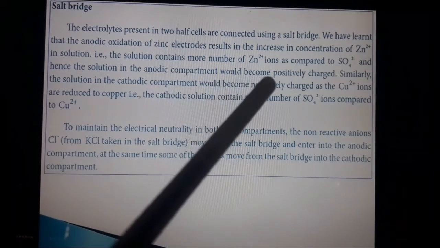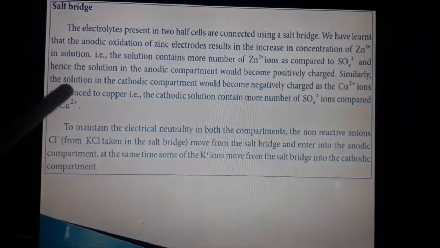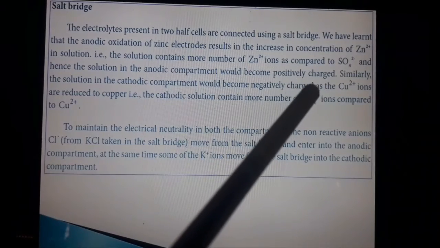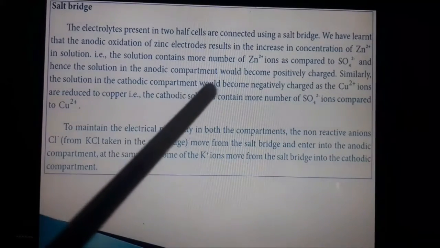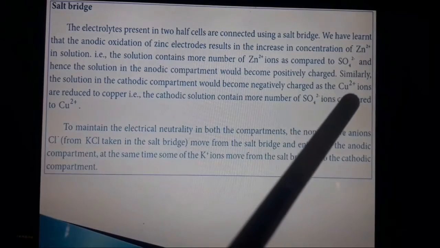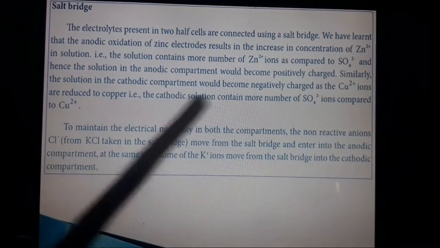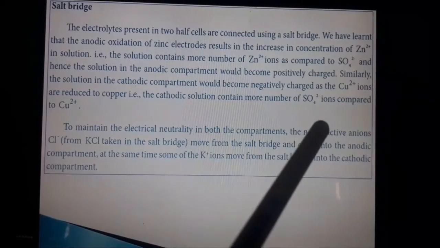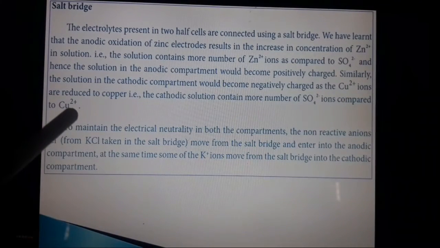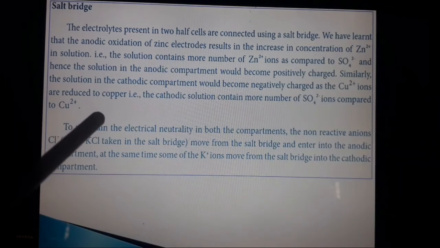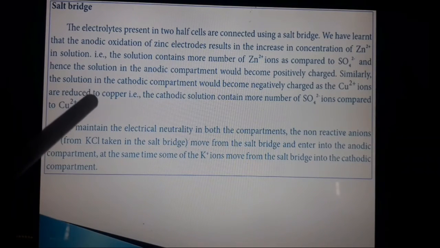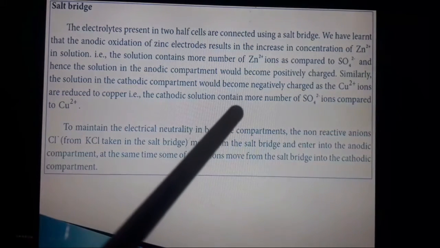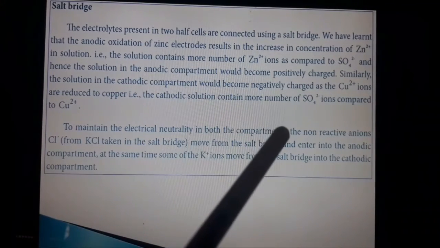Then compared to sulfate ions, the solution in the anodic compartment would be positively charged. Similarly, in the cathodic compartment, copper 2 plus ions are reduced to copper, so the cathodic solution contains more sulfate ions compared to copper 2 plus. So in one beaker the zinc 2 plus ion quantity is increasing, and in the other beaker sulfate ion is increasing.